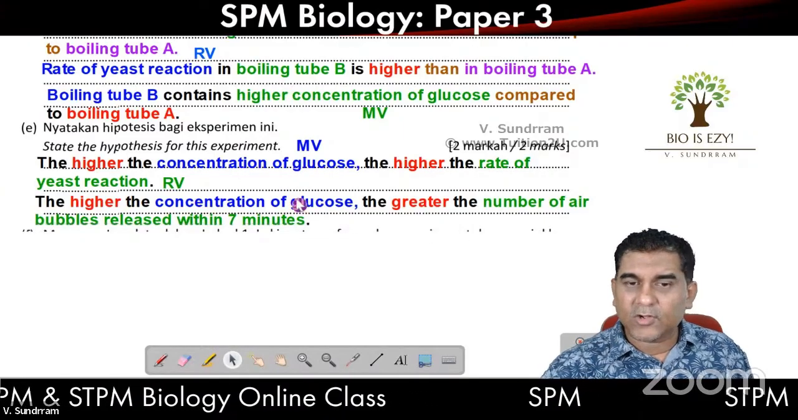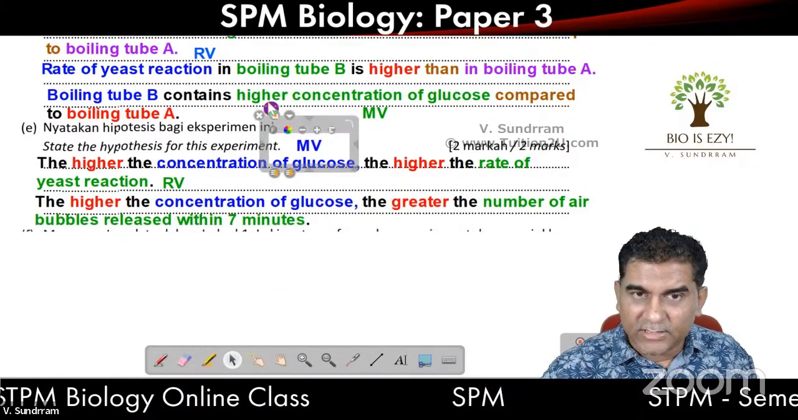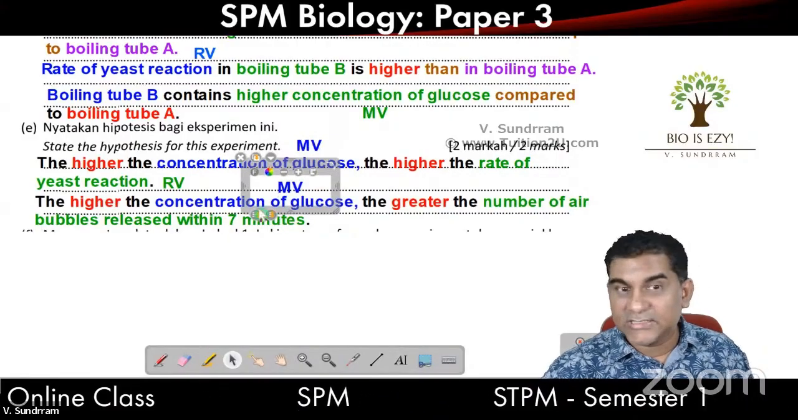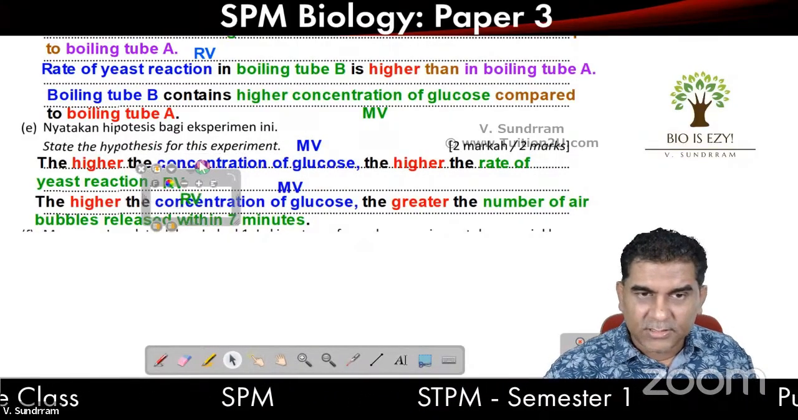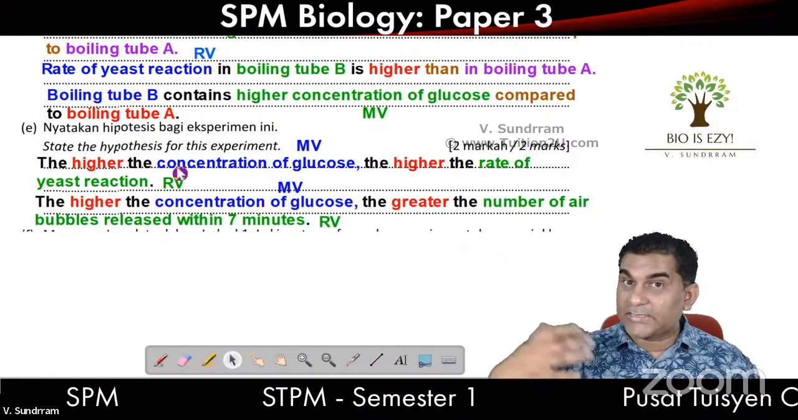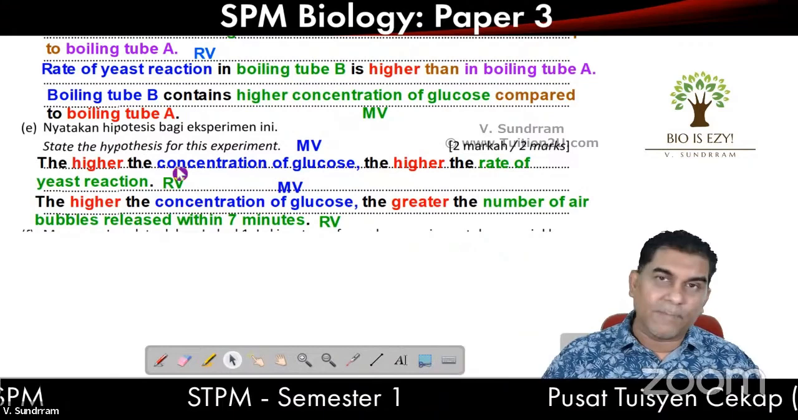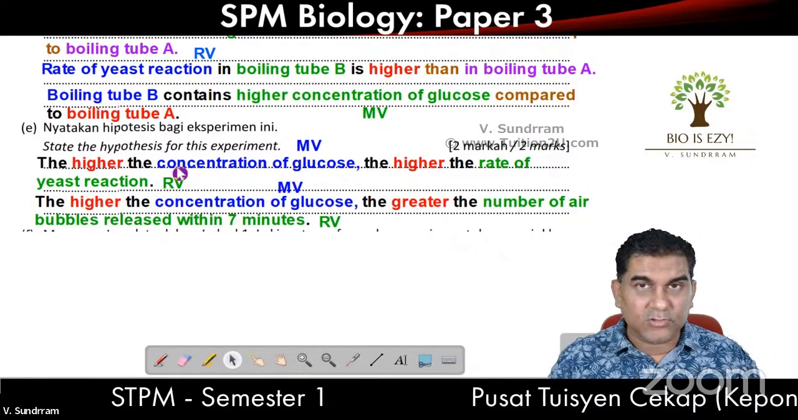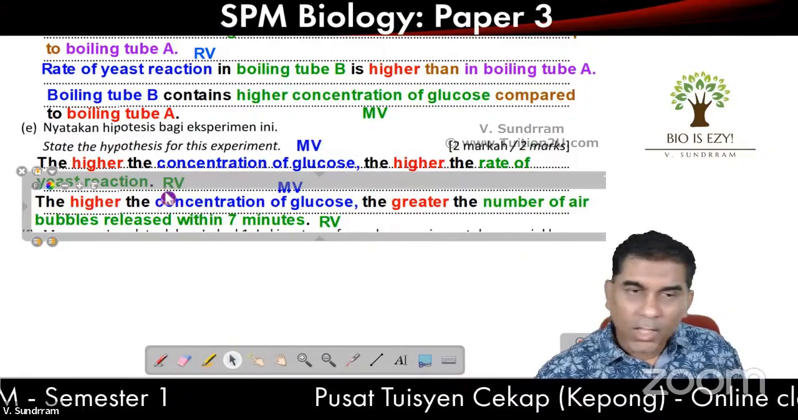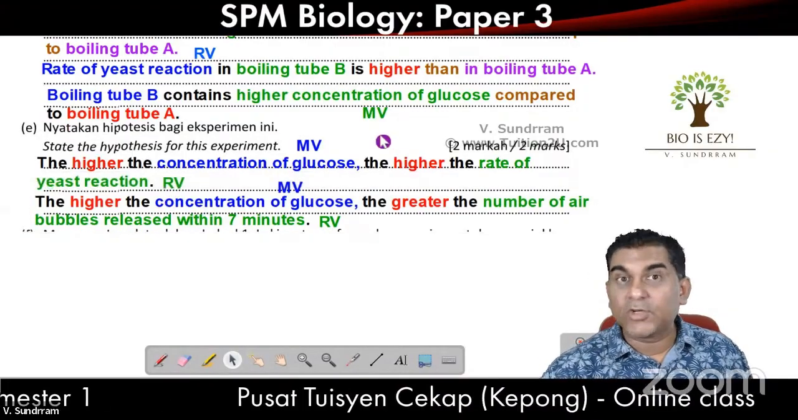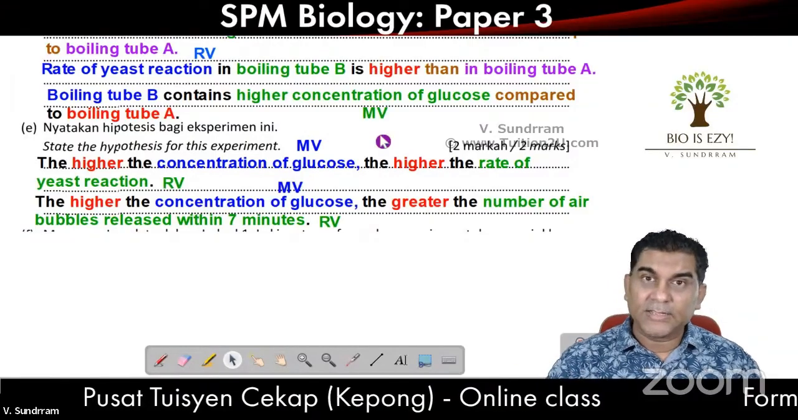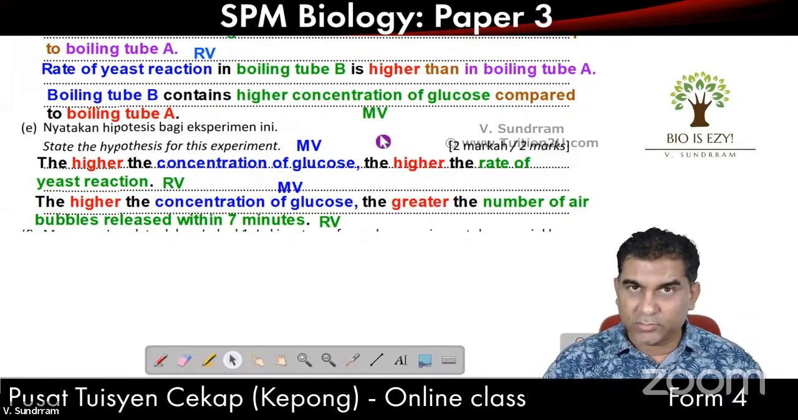The higher the concentration of glucose, the MV remains the same, the greater the number of air bubbles released within 7 minutes. I'm using the experiment's responding variable, what you measured in the experiment, the number of bubbles you counted. You can use that as the answer. I've given you two answers. Choose one. Not all the time can you use the higher, lower combination. Sometimes you have to use the word compare. Check the experiment and decide accordingly what you need to write.